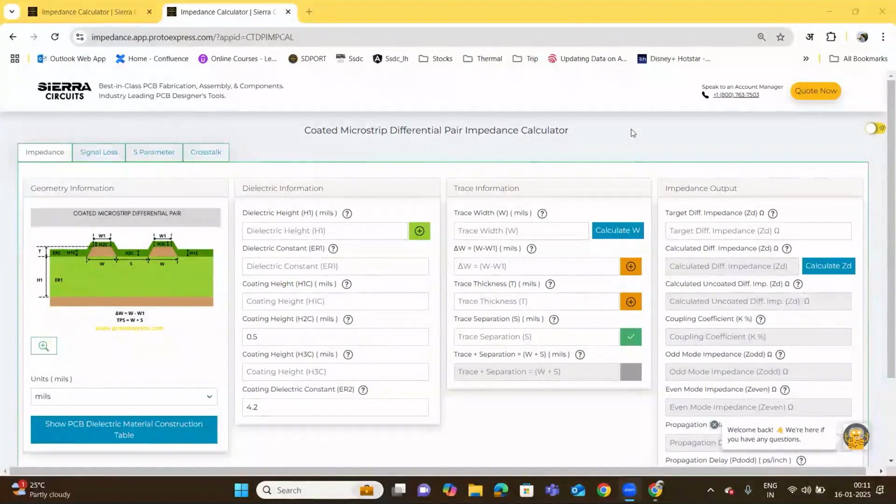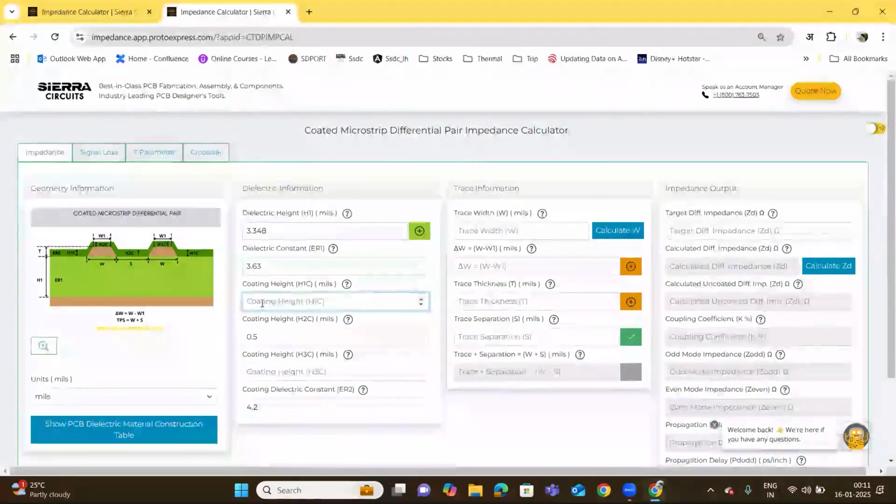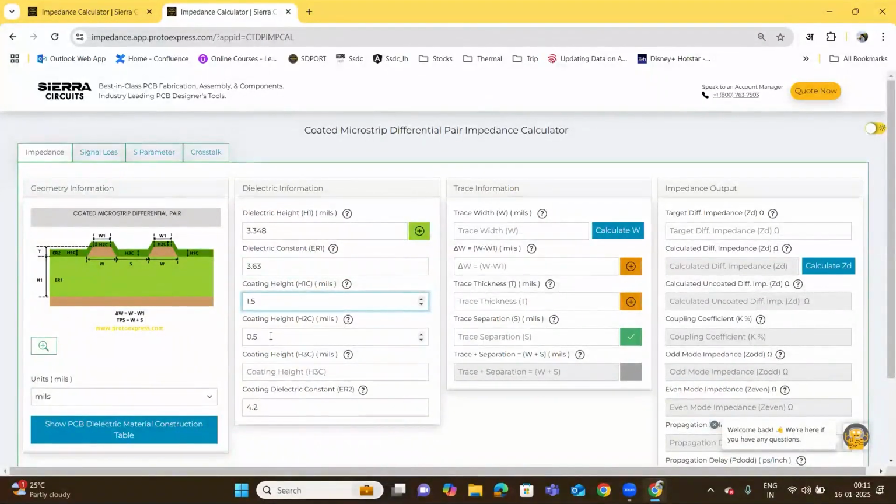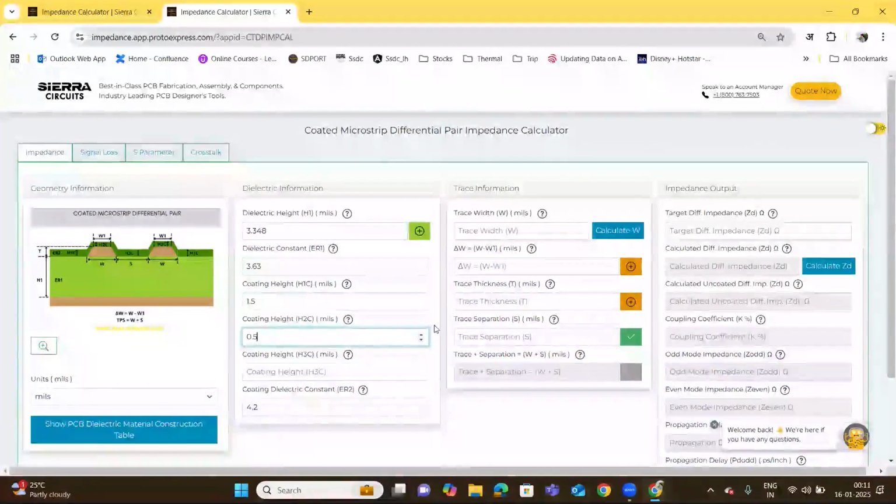Yeah, thank you, Lucy. And sorry, everyone, for earlier. So as I was saying, we have 82 different calculators with different models and geometries. And this is one of them, the coated microstrip differential pair impedance calculator. So we have the unit system here. We'll go for mils for now. Let's enter the input parameters. The dielectric height H1 is 3.348 mils for now. Let's go with a dielectric constant of 3.63. A coating height H1C of 1.5. Coating height H2C already has a default value here, but you can change it if you wish to do so.